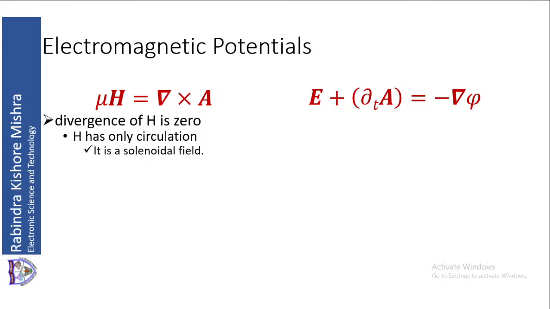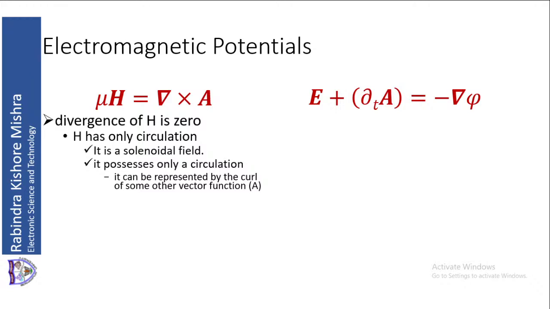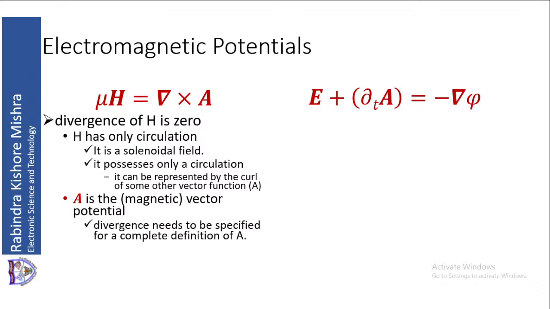Okay. So it is called a solenoidal field. Such a field for which divergence is 0 is called a solenoidal field. It possesses only circulation, so H has only circulation. It can be represented by the curl of some other vector function. Here the other vector function is A. A is called the magnetic vector potential, because it is related to the magnetic quantity B or H. Usually we drop the word magnetic, we call A the vector potential.